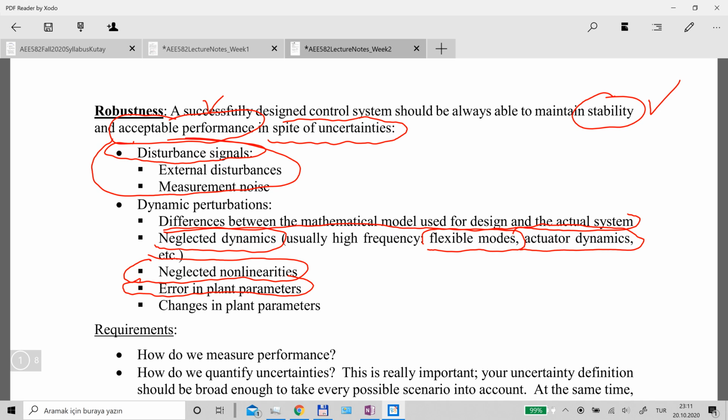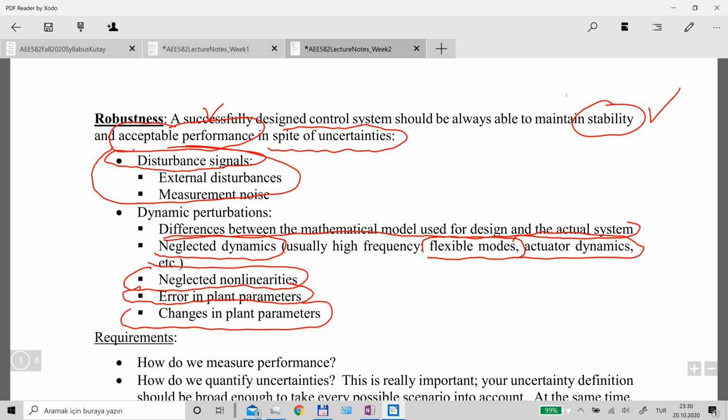And the last item I have here is changes in plant parameters. So these will also represent uncertainty. Again, in the case of an aircraft, while flying, if the center of gravity location changes, your model will not be using these varying values. So in that case, those changes will also represent an uncertainty in your system.